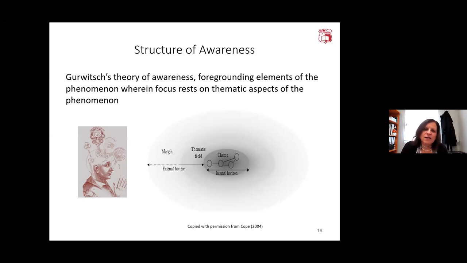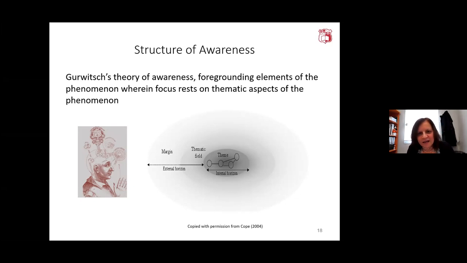But that particular phenomenon we are experiencing in a thematic field, in a particular situation, which is embedding the surrounding context of that experiencing. And that is going to impact on the particular aspects of the phenomenon which we will be foregrounding.